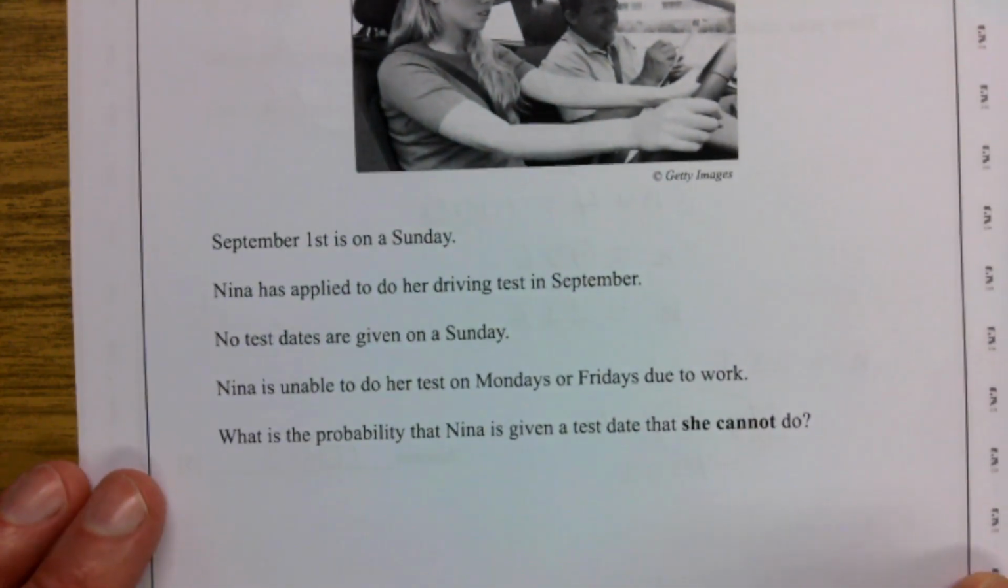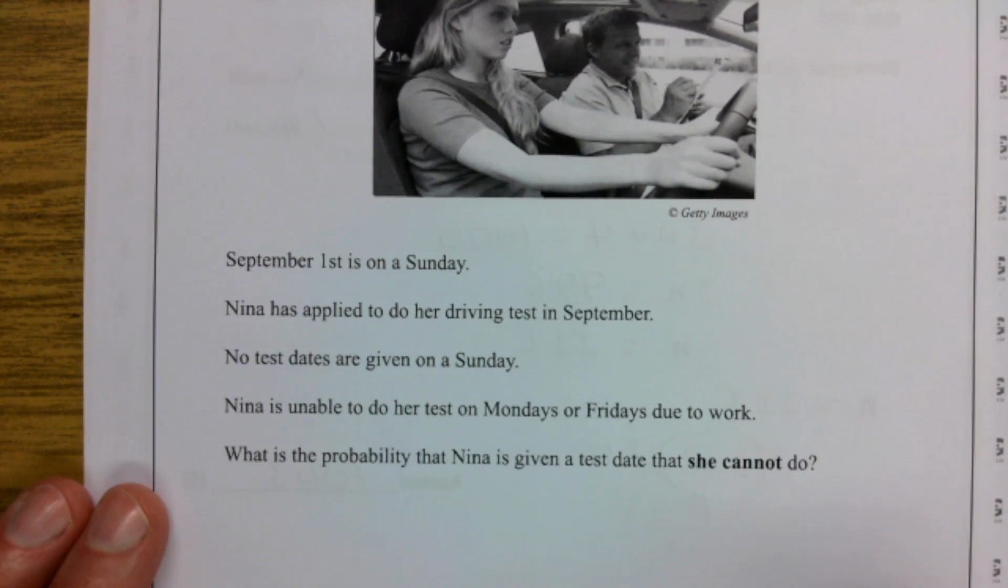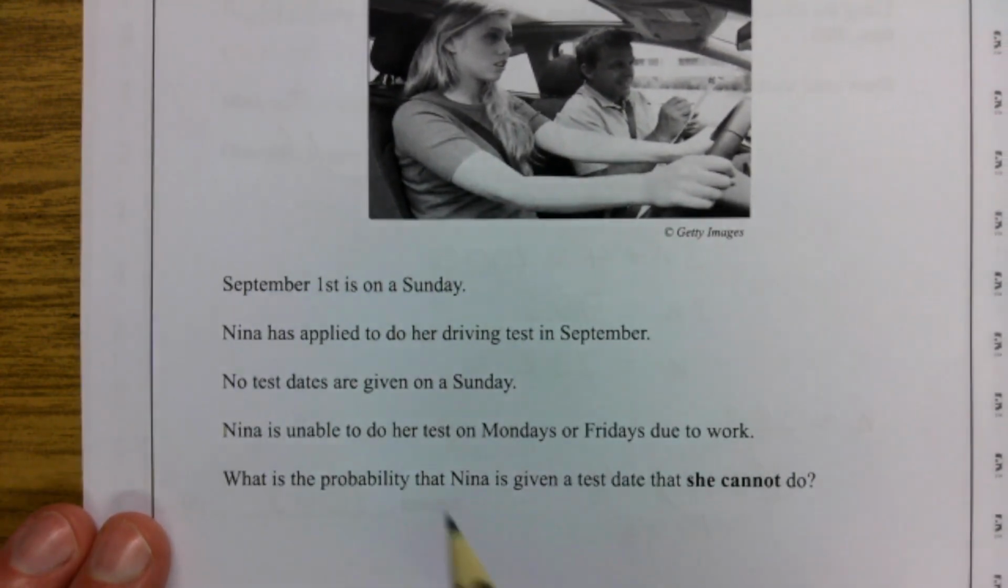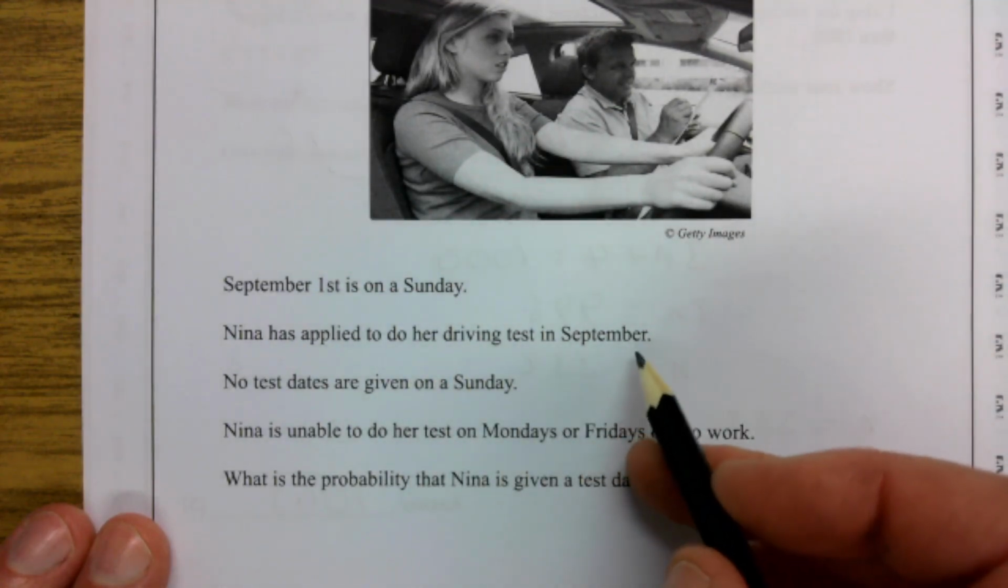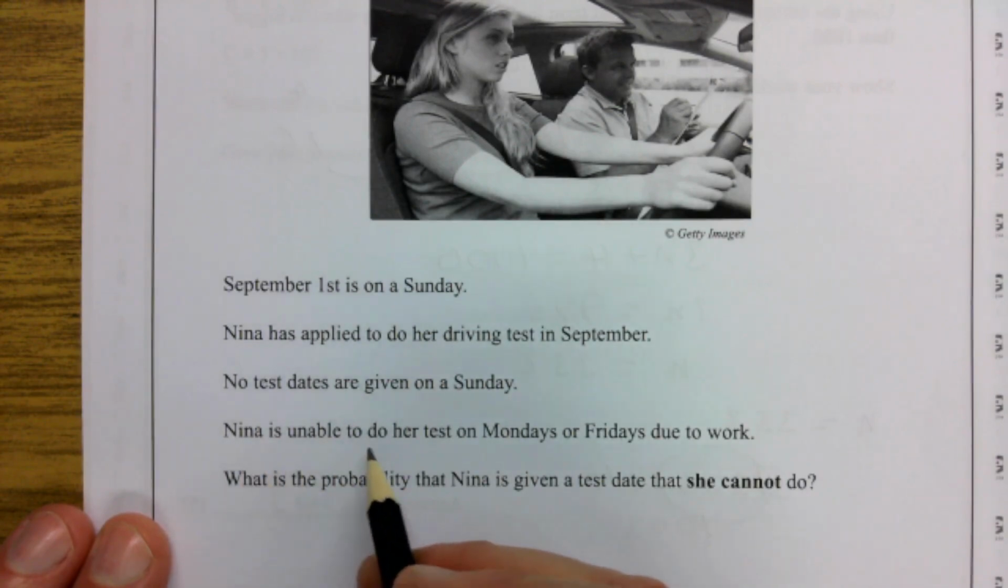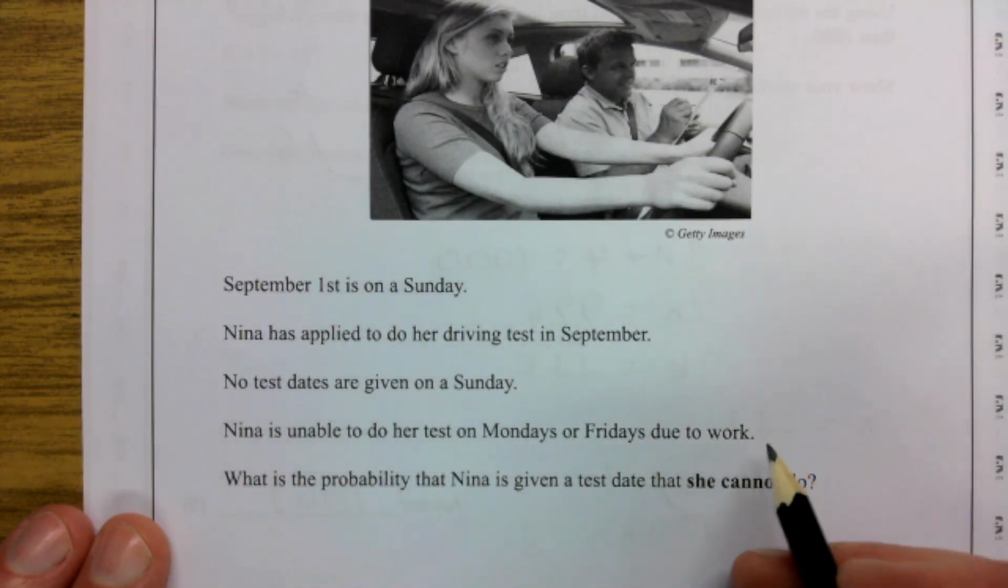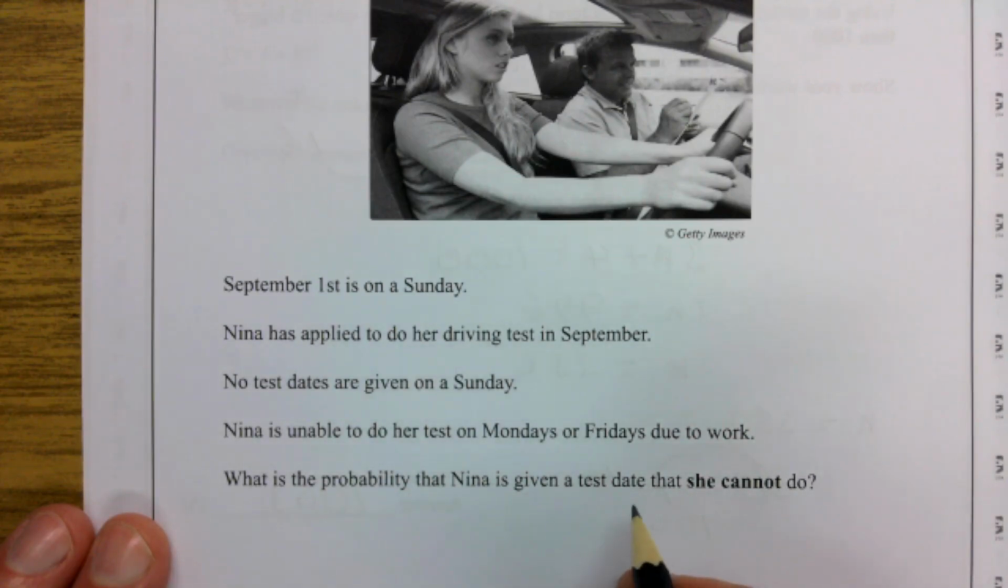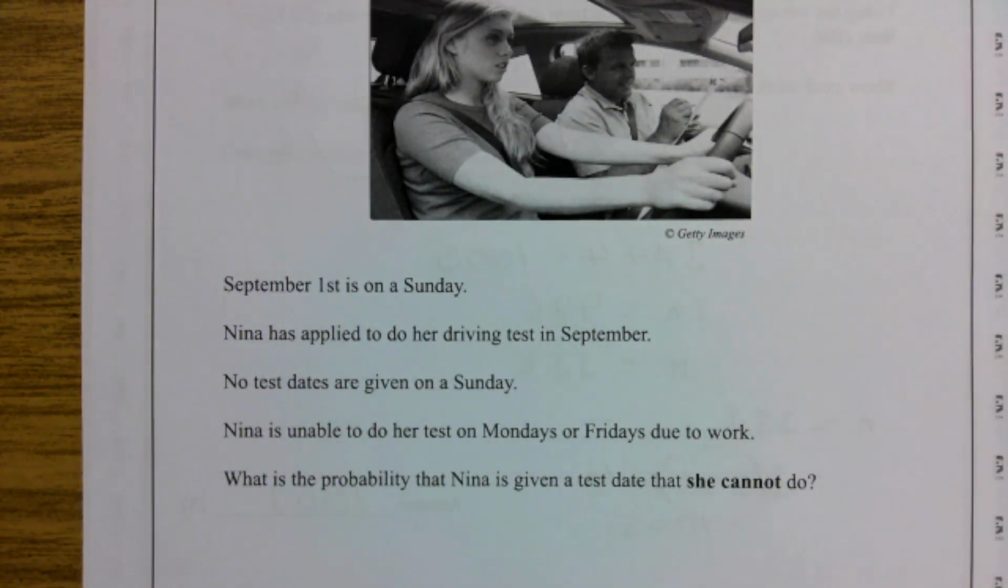Number 4. September 1st is on a Sunday. Nina has applied to do her driving test in September. No test dates are given on a Sunday. Nina is unable to do her test on Mondays or Fridays due to work. What is the probability that Nina is given a test date that she cannot do?